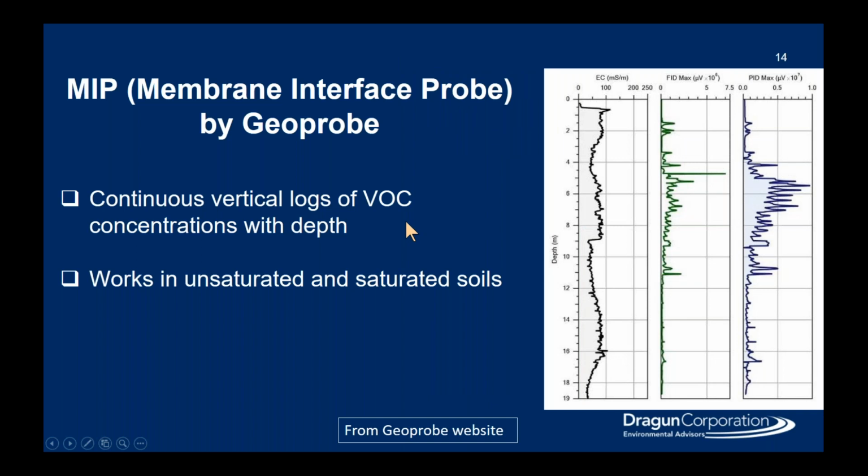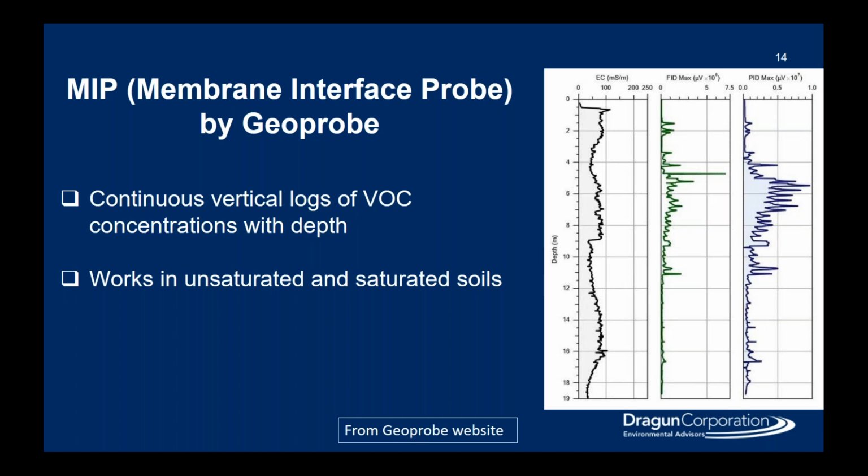Another tool that's often used with Geoprobe is called a membrane interface probe. And the membrane interface probe gives you a record of volatile contaminants within the borehole, both in the unsaturated zone and the saturated zone. And the way it works is that there is a membrane on the probe, and volatile chemicals diffuse across this membrane from the soil or groundwater, and they find themselves in a carrier gas that is circulated back up to the surface.